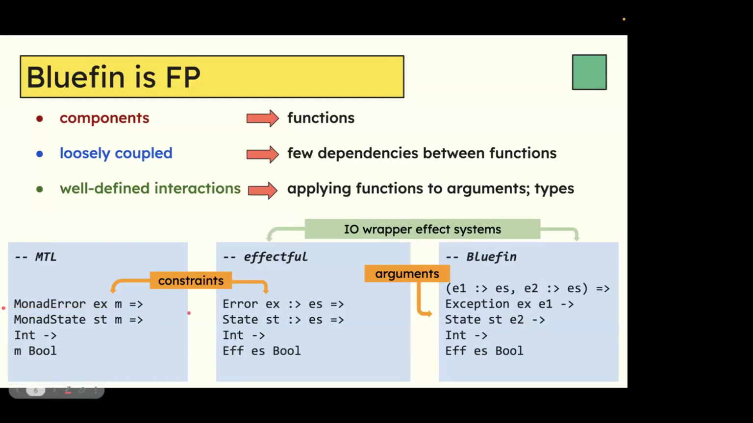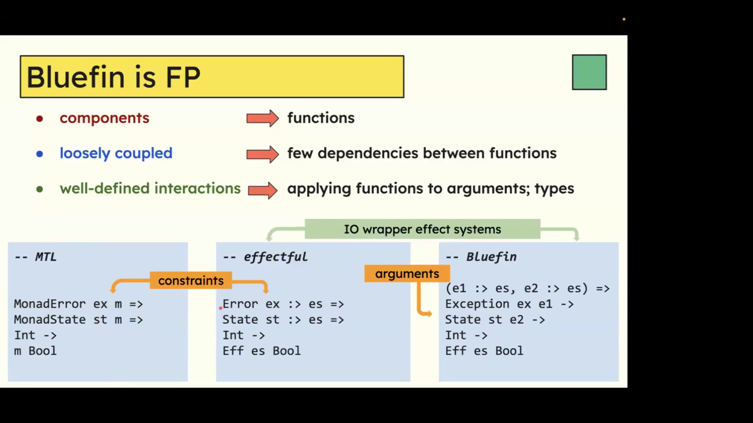Now, a recently developed modern effect system in Haskell, Effectful, takes a similar approach. If you want to be able to raise an error of type EX, you have a constraint at the type level that allows you to raise that error, and similarly for manipulating a state of type ST.